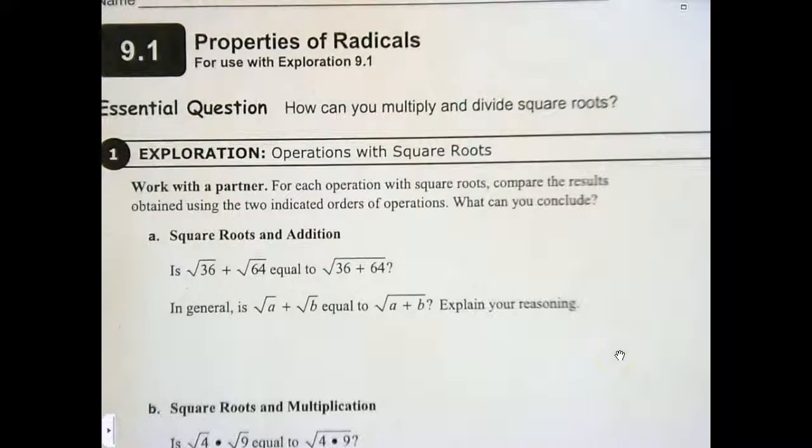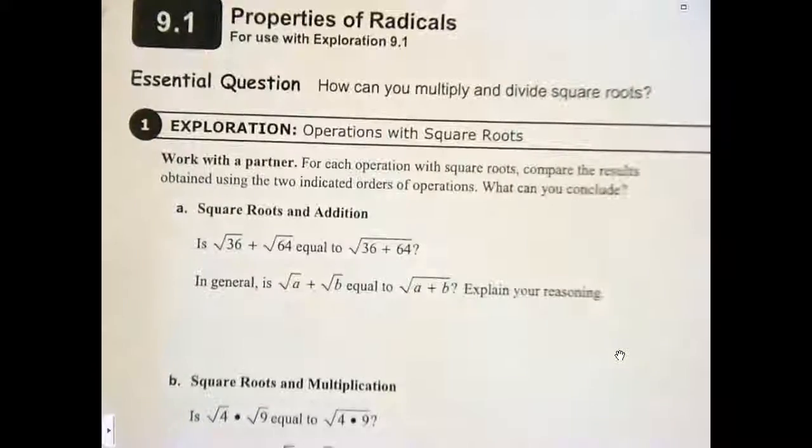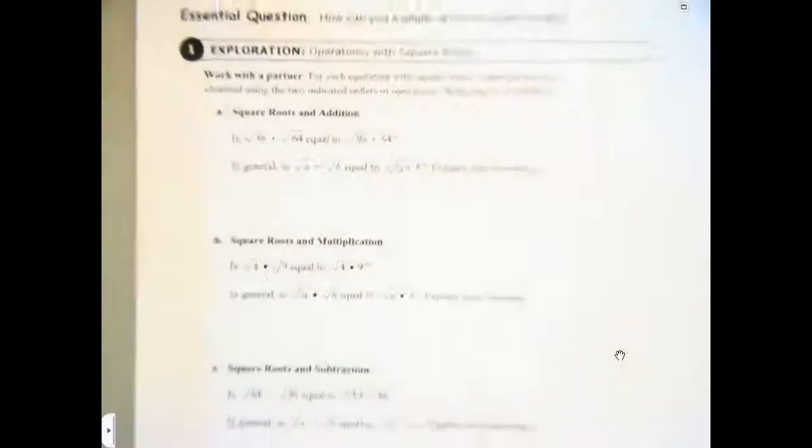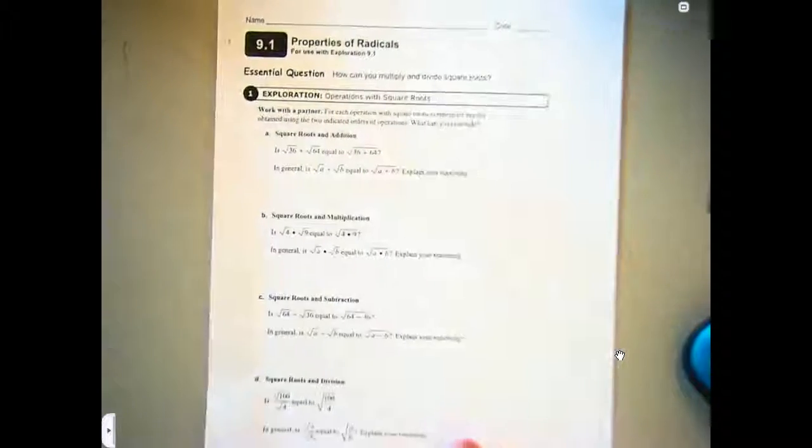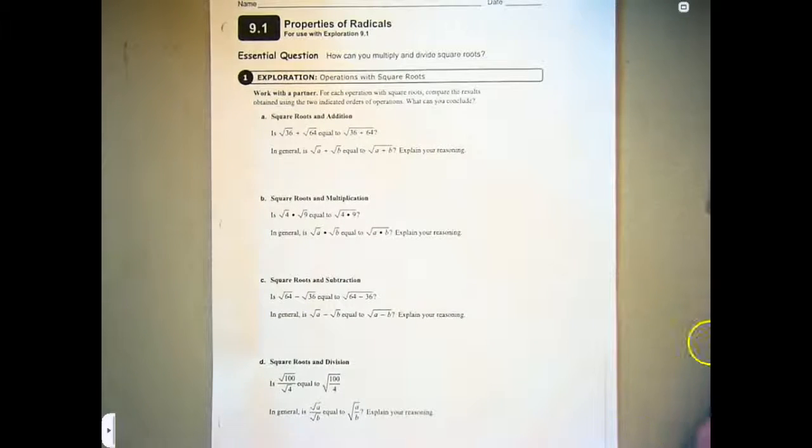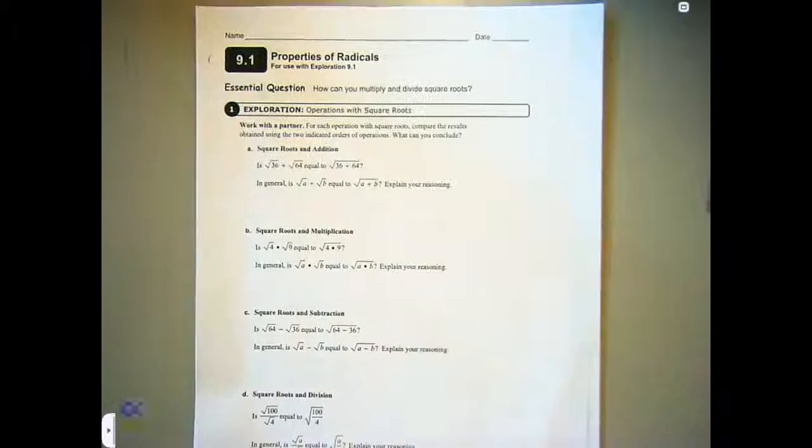Page 276 of your student journal. Today we're dealing with properties of radicals. I want you to complete exploration number 1 on page 276. Work with a partner. You're going to spend about 5 minutes or so on it, so don't take a lot of time getting set up on it.